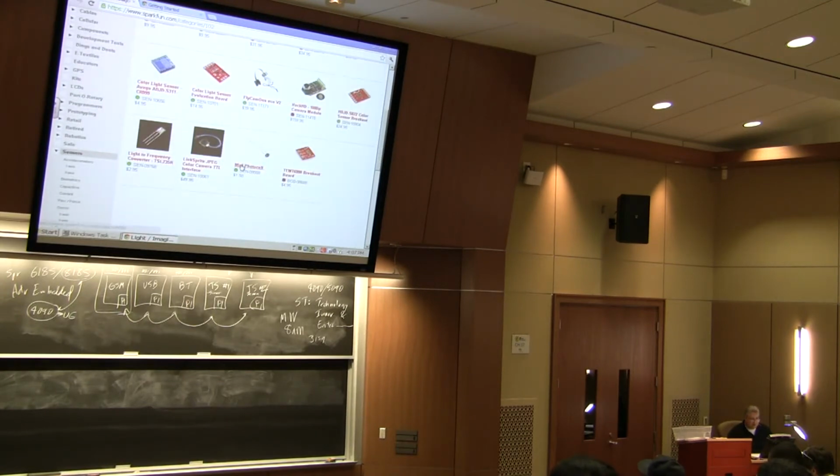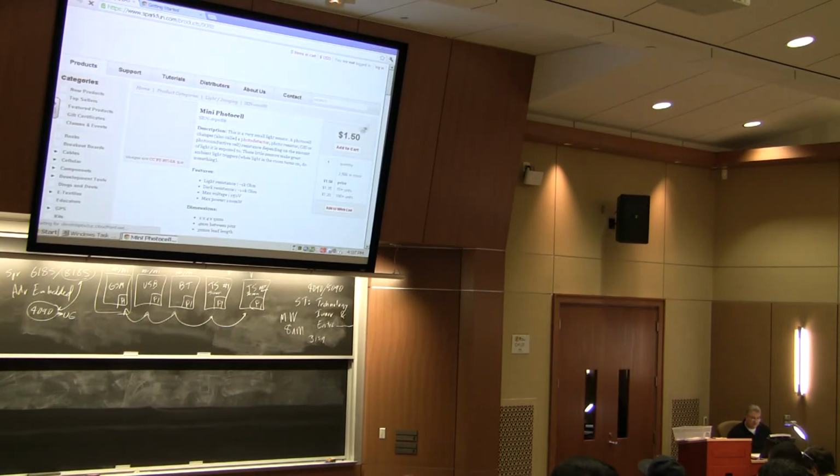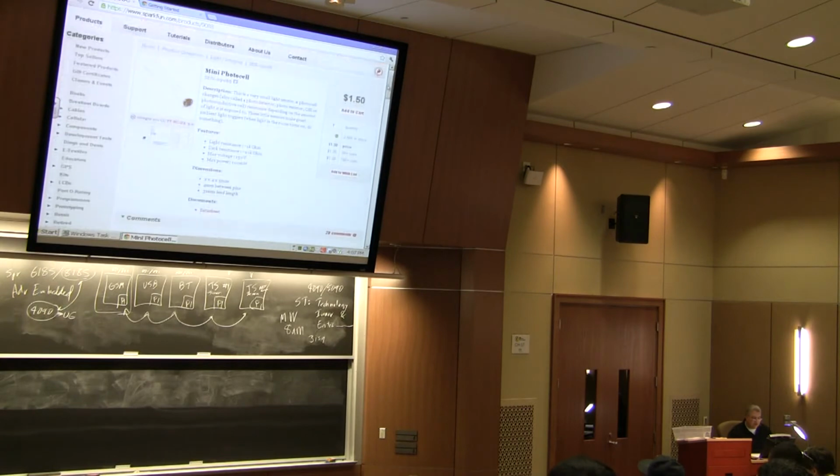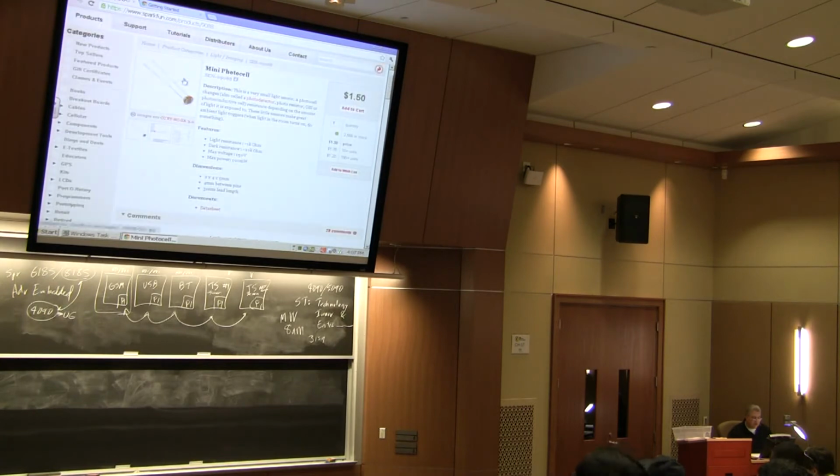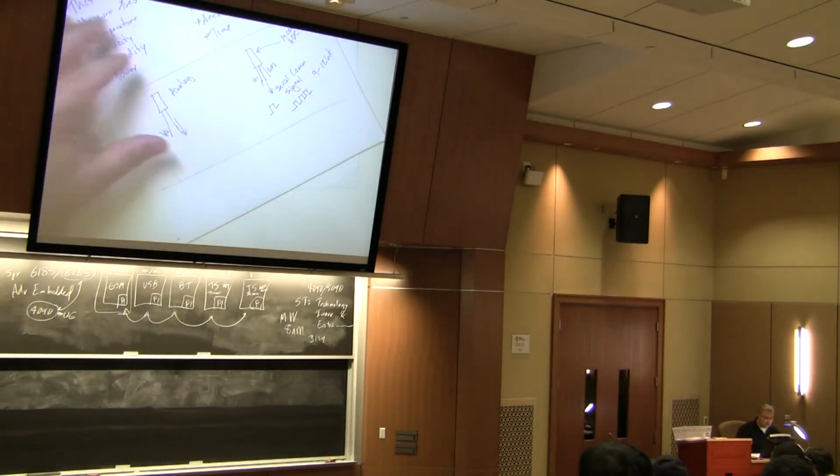Now here's a good example, mini photocell. This mini photocell is nothing more than 2 wires and a big resistor. It's a photosensitive resistor, so when you put a light on it, the resistance value will change. What does that mean when resistance changes? So let's take a look at an example.